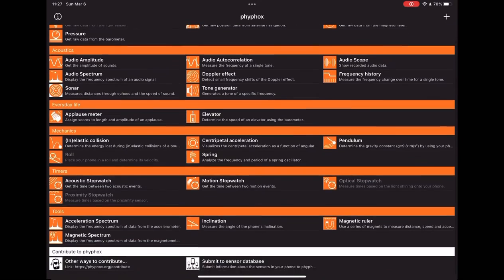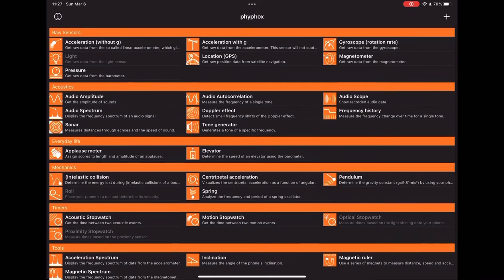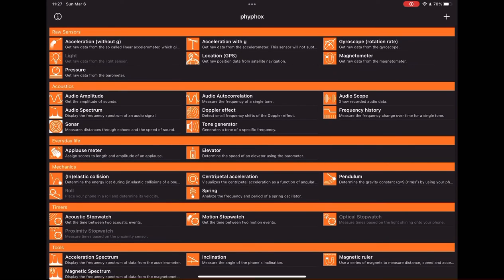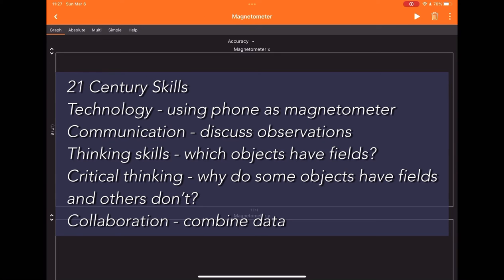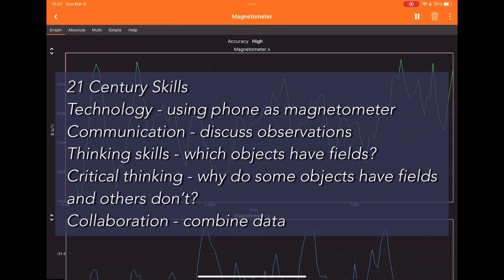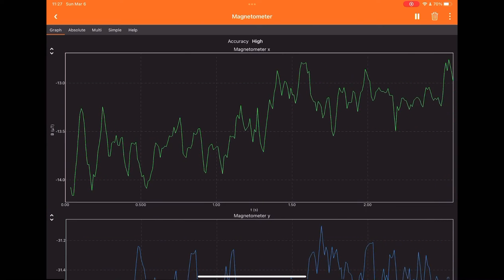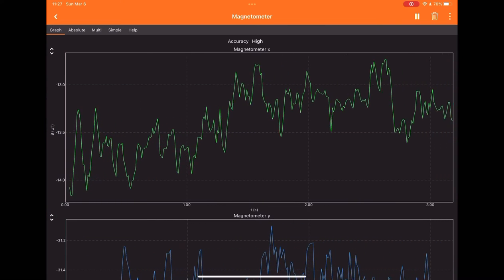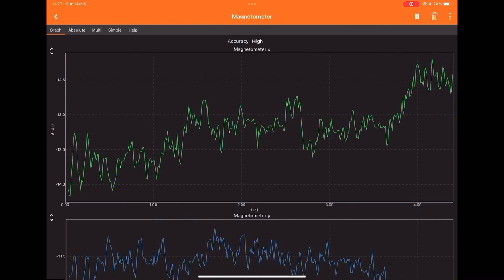This second activity would be more of an introduction to this topic. Students will use the magnetometer in their phones to measure the magnetic field around objects in the room. They will sketch graphs of how the field changes over distance, and we will discuss which objects had magnetic fields and why. If students wanted to go further with this activity, they could export the measurements in an Excel file and analyze the data with a computer. It is beyond the content to study how the magnetic field drops off with distance, but some students would be able to understand this and they may be interested.